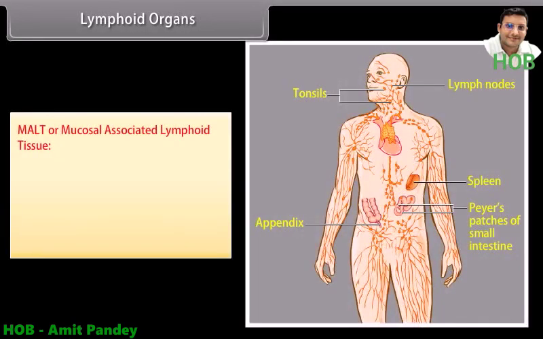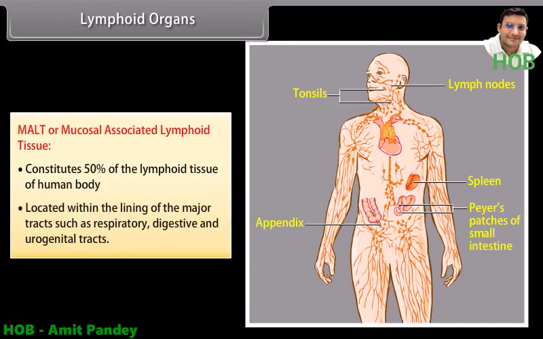MALT or mucosal associated lymphoid tissue constitutes 50% of the lymphoid tissue of human body. Located within the lining of the major tracts such as respiratory, digestive and urogenital tracts.